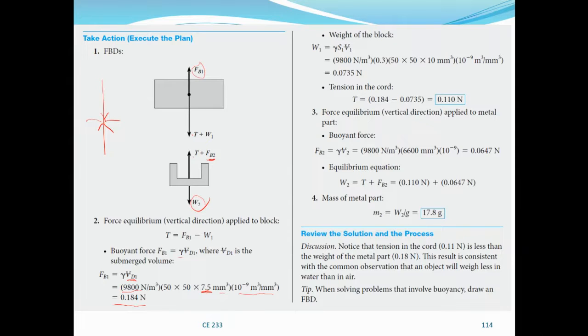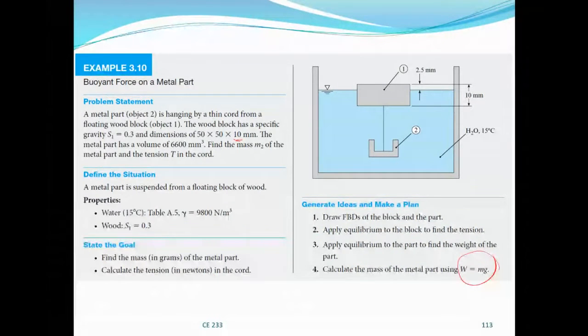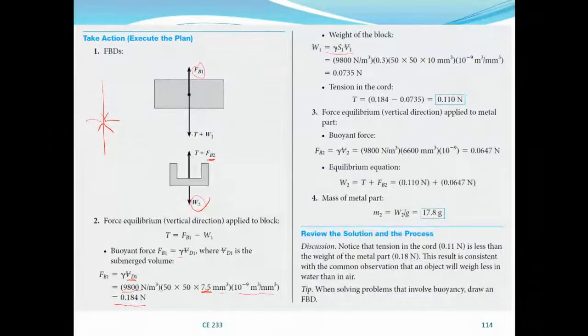So how do we find W1? We find it from the weight, gamma S1 V1. S is the specific gravity. In the problem we have the specific gravity as relative density to be S.